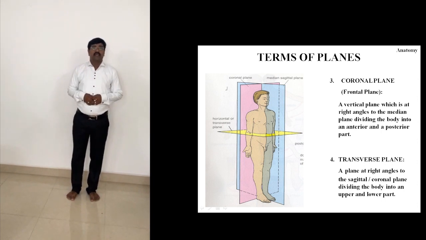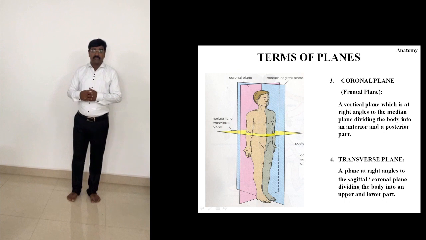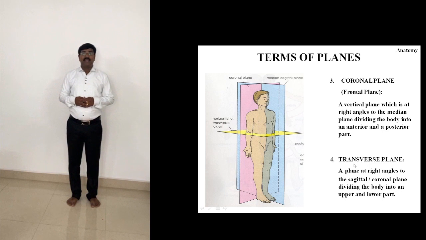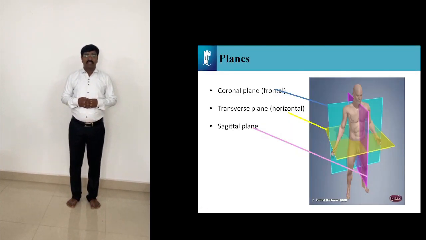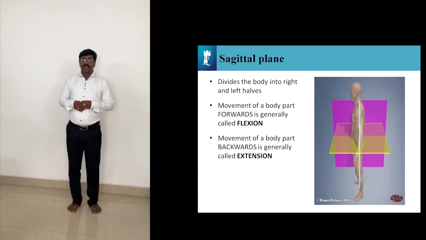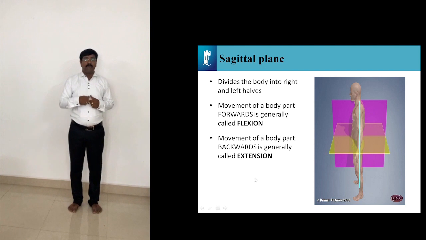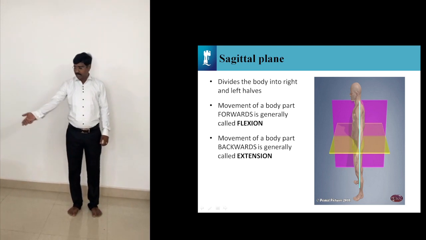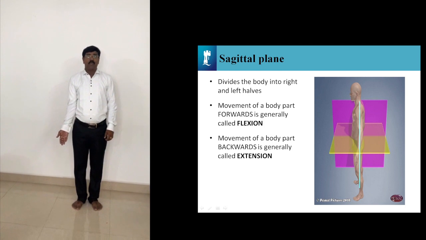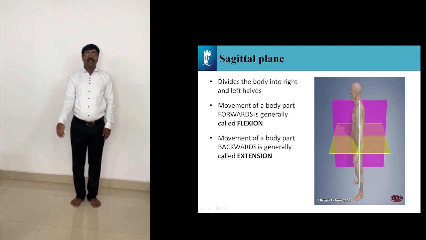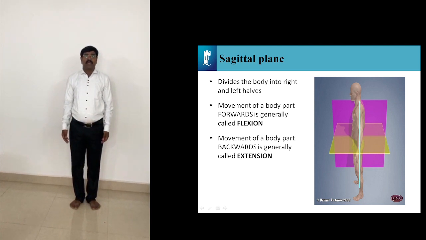Now next, I would like to bring in the next set of words, flexion and extension. What is the definition of flexion? Movement of a body part forward is generally called flexion. Suppose my upper limb, my hand, is here. Movement of the body part forwards is called what? Flexion. So I am doing my action.